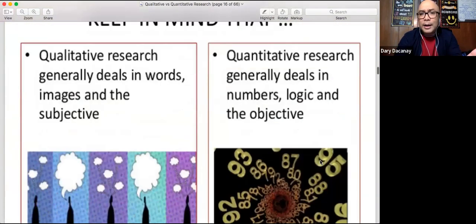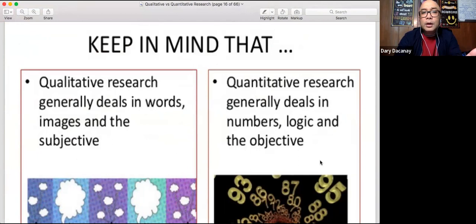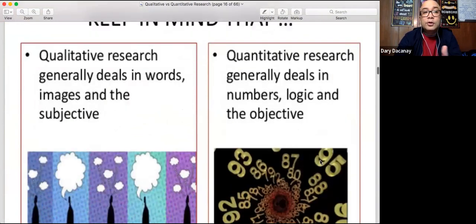So we have to keep in mind that when we talk about the processes of research, qualitative and quantitative, qualitative research generally deals in words, images, and subjectivity. That is repeated here, very evident with qualitative. And quantitative research generally deals in numbers, logic, and objectivity.